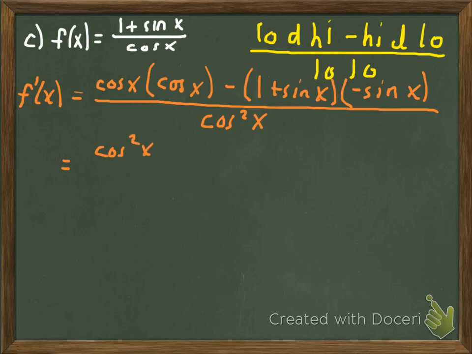All right, and then see if we can do all this distribution at one time. All right, we're going to have a negative 1 times a negative sine of x, and that's going to give us a plus sine x. Then we'll have a negative 1 times sine x, so negative sine x, times negative sine x again. That'll give us positive sine squared x.